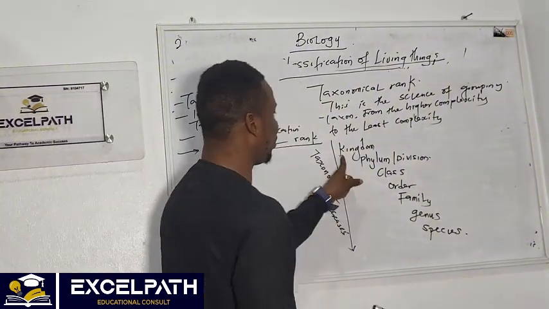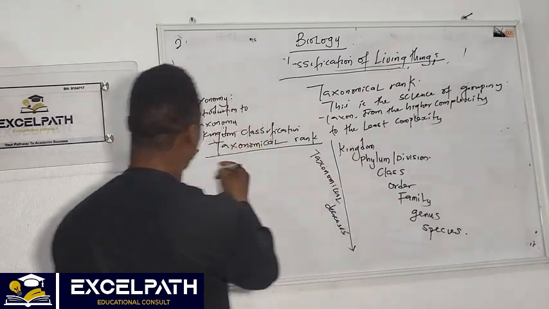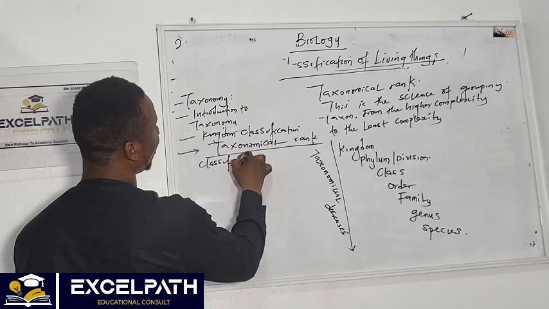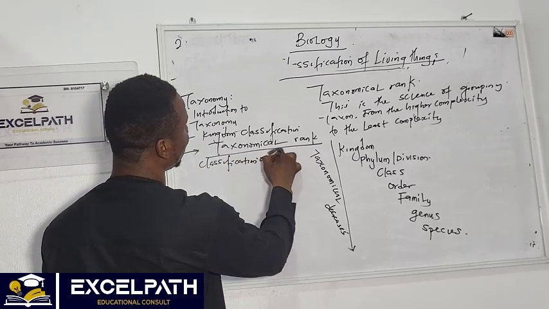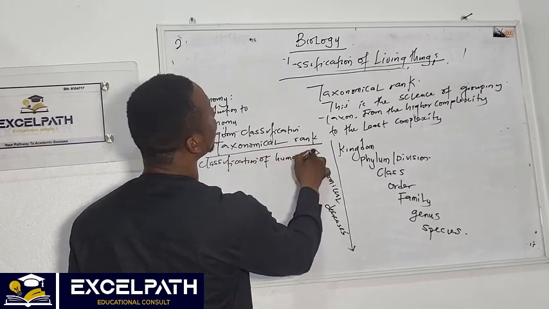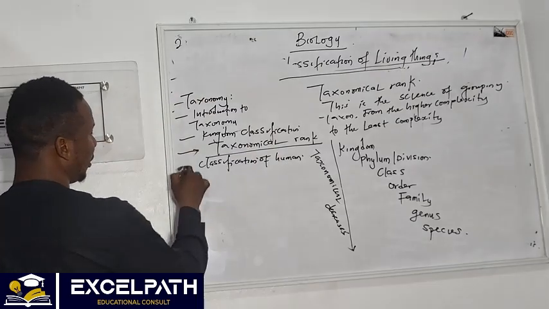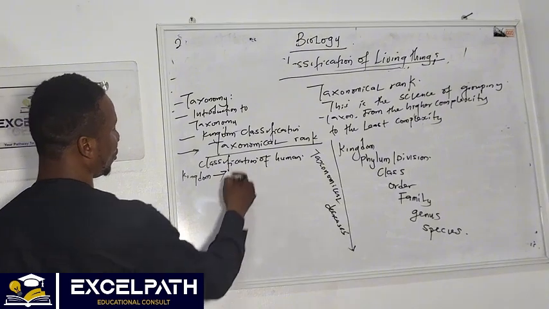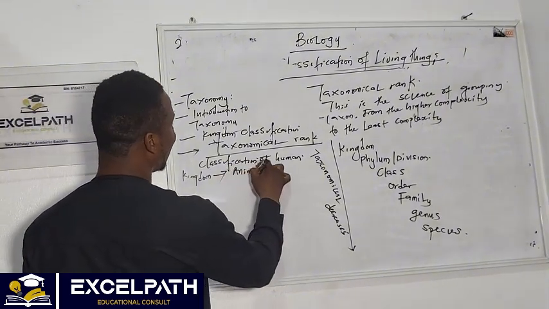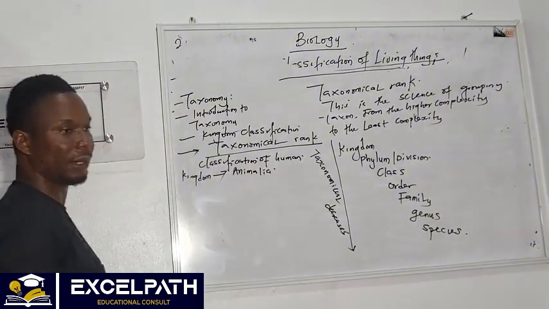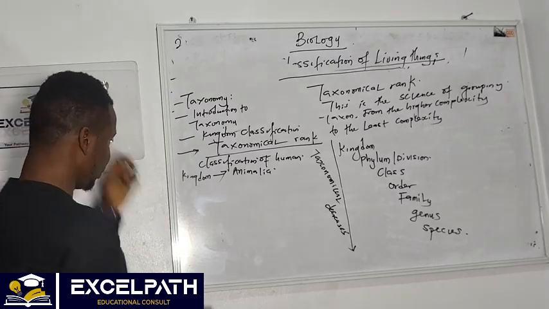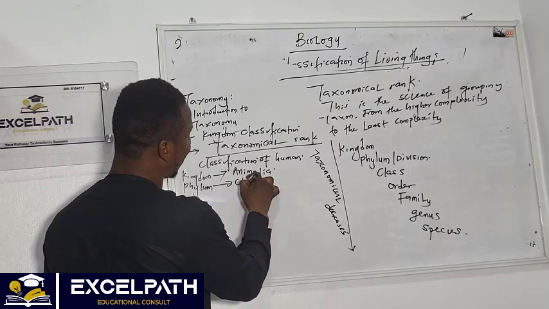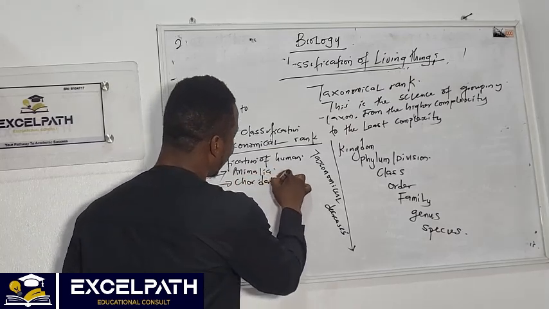Now, I've explained what the kingdom is. So now let's classify human beings. Classification of human. Let's say kingdom. What kingdom does a human being fall into? They fall into the kingdom Animalia. They are all animals. Now our phylum is called Chordata. What? Chordata.